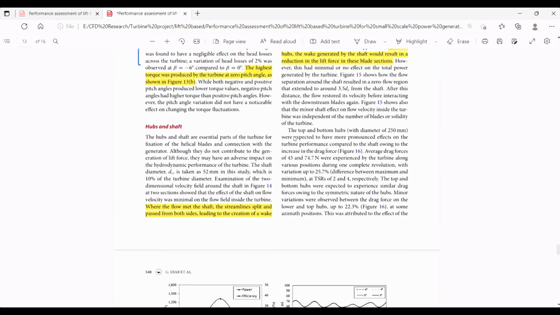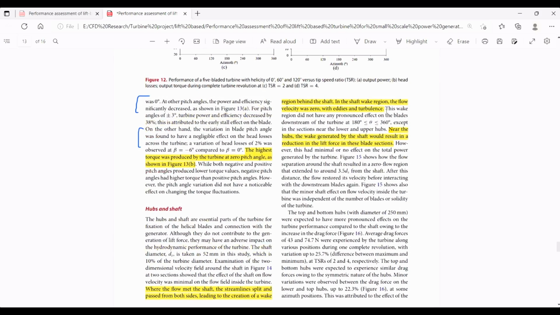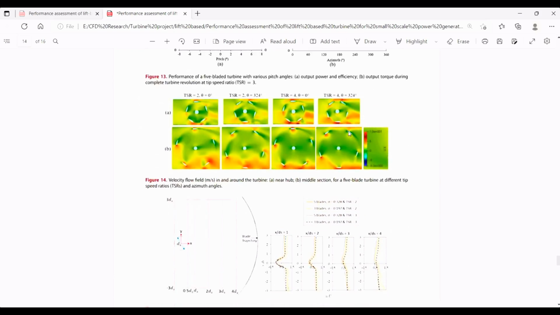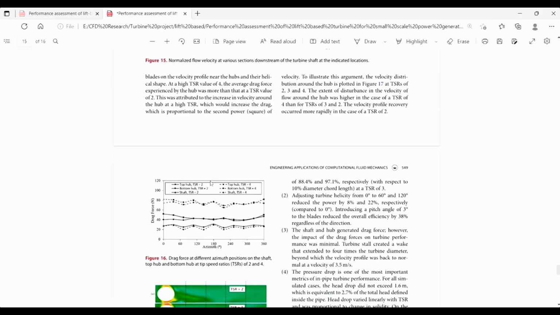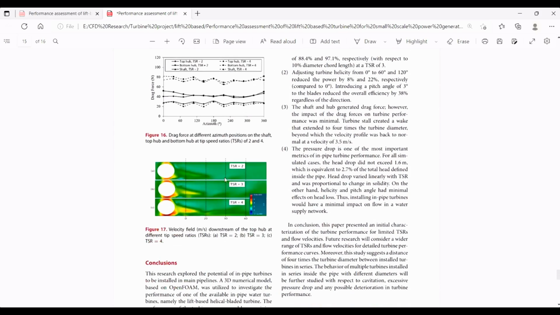Generally, the wake of the shaft does not have a significant impact on the parameters of the blade, but the wake region of the upper and lower hubs leads to general reduction in the lift force in these blade sections, and these reductions can be shown in the graph here. We can clearly see that the overall drag force gets increased with taking into account the impact of hubs on the performance of these turbines. And here we can see the wake of the top hub at various tip speed ratios ranging from 2 to 4.